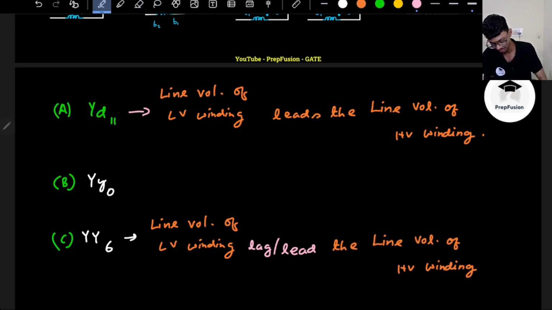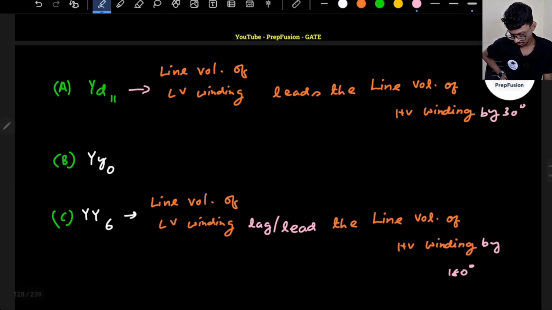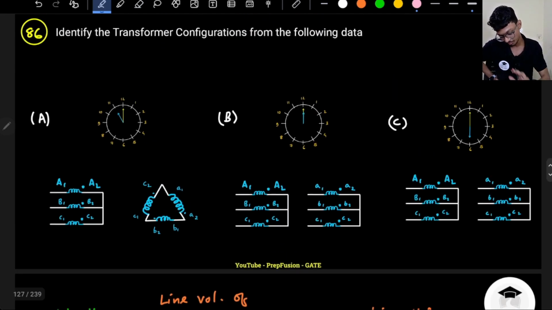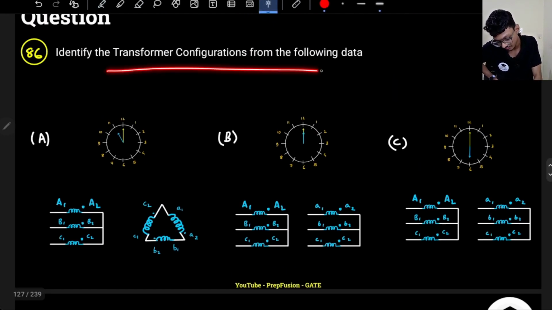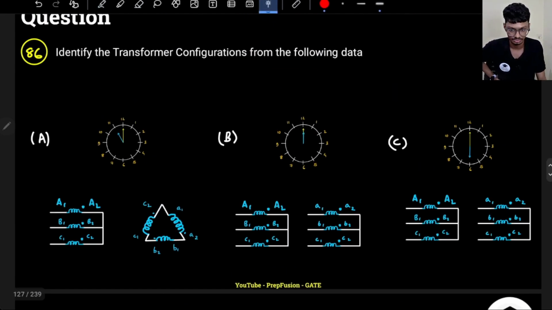Previously it was actually 30 degrees. I forgot to write the amount of degrees there. Here it is by 30 degrees. Okay, got it? So these are the three notations. We just want to identify the configuration. How can I get back the configurations? I have not yet discussed how the phase difference is calculated. Those things I have yet to discuss. Don't worry, I will discuss those.